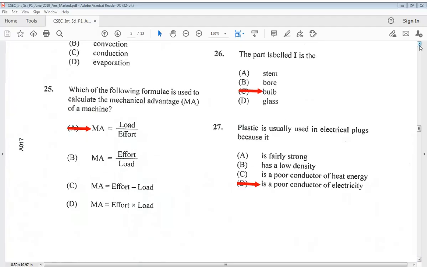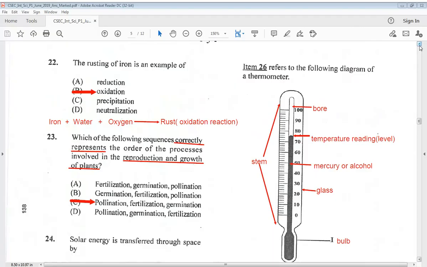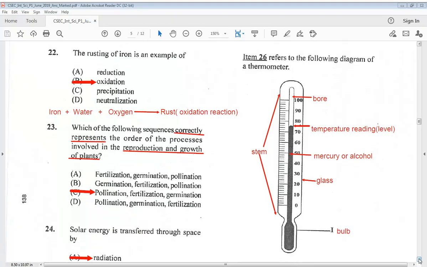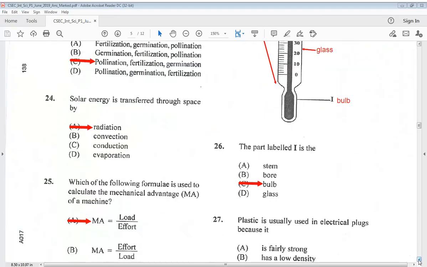Let's go to number 26. So here item 26 refers to the following diagram of a thermometer. So there we have it. It says the part labeled 1 is, we know that is the bulb. So C would be the answer.